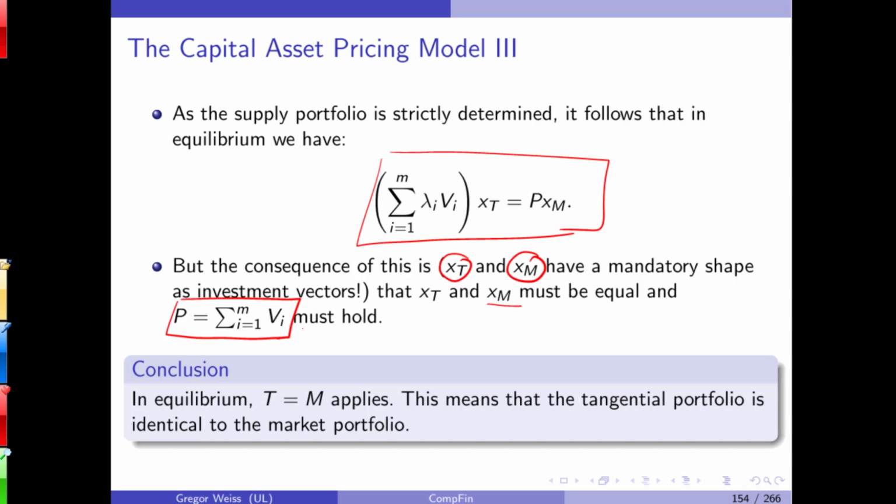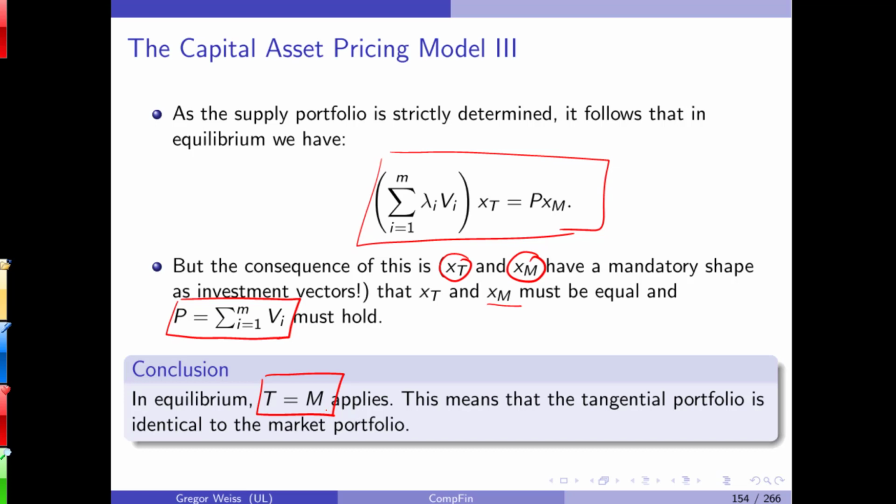the total budget of all investors should be equal to the market cap. In equilibrium, this means that T equals M, the tangent portfolio is the market portfolio. This is the important result here, that in the capital asset pricing model, the tangent portfolio is the market portfolio.